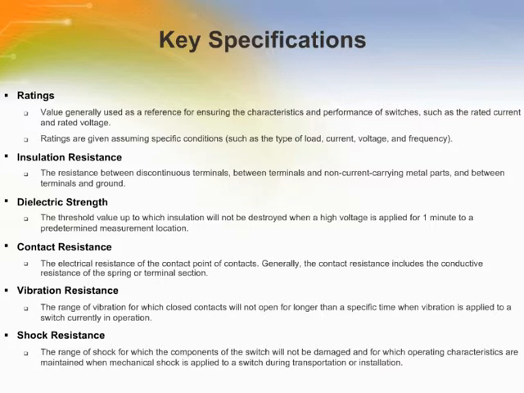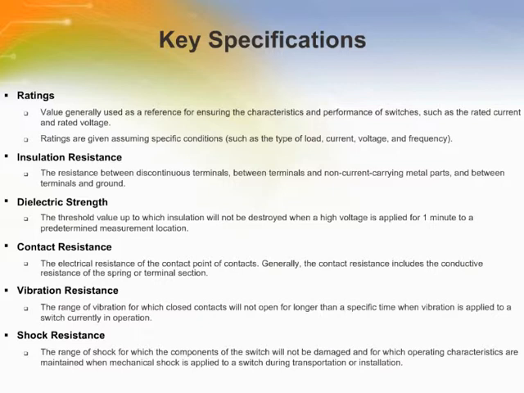From the switch data sheet, you may find the listed specifications. We will spend some time explaining them. First is the rating, which are various parameters such as current or voltage values, within which the normal operation of the basic switch is guaranteed. The insulation resistance indicates the insulation, or rather the resistance between discontinuous terminals, between terminals and non-current carrying metal parts, and between terminals and ground.